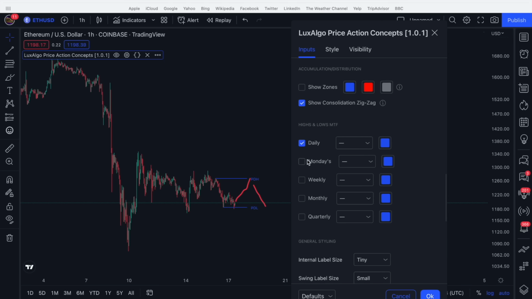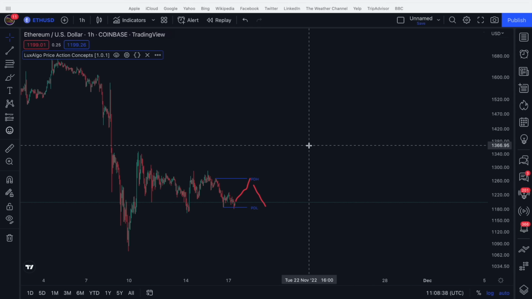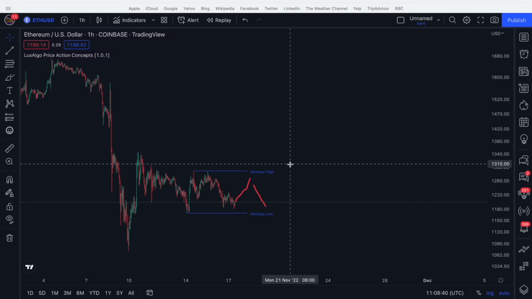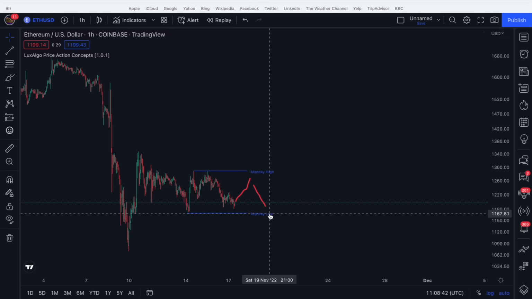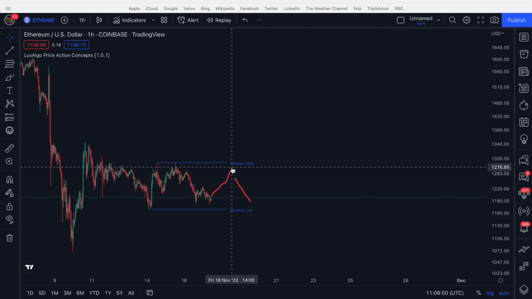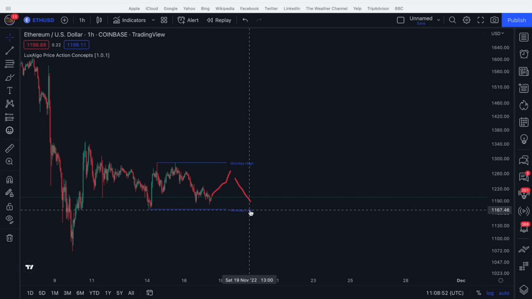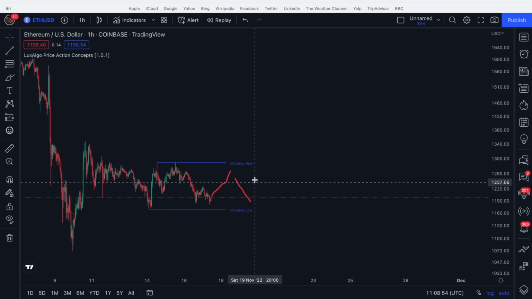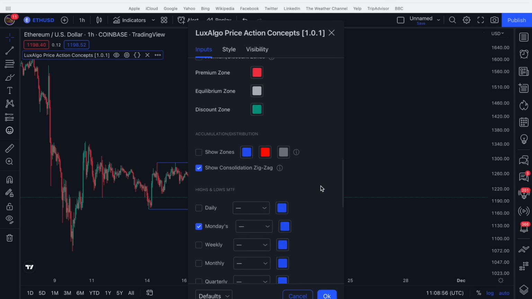Some people, for example, may like to look at the Mondays. So if we enable the Mondays, it's going to show us the previous Monday high. So this Monday's high and the Monday low, because that's the time the market may have opened or whatever, and we use that as a support and resistance. You may want to sell when it reaches the Monday high, or you may want to buy when it reaches the low. Very straightforward to use.